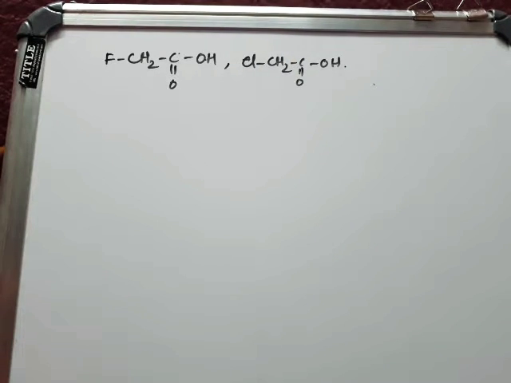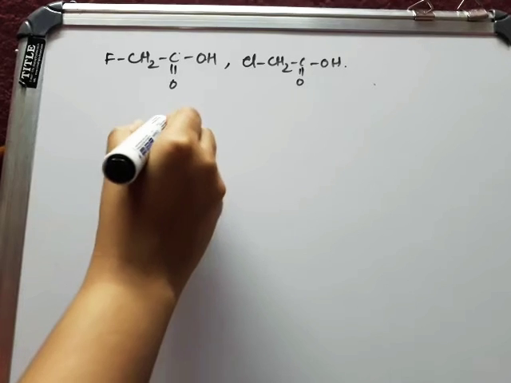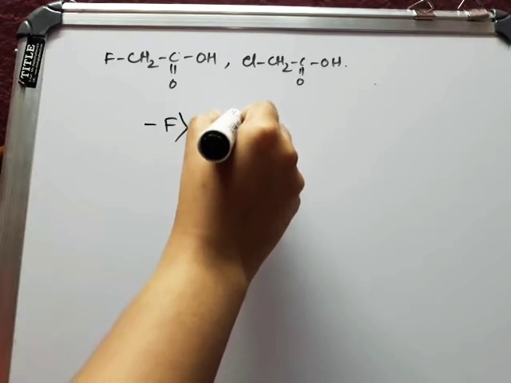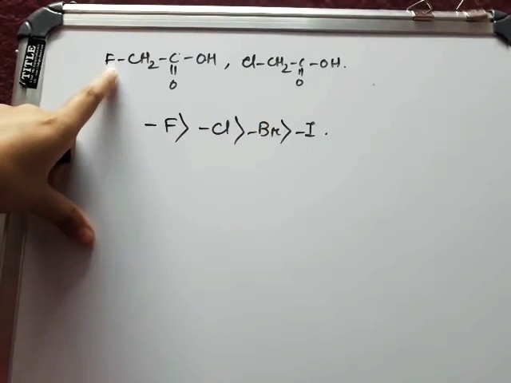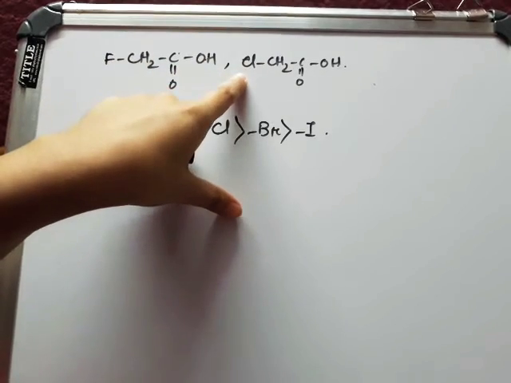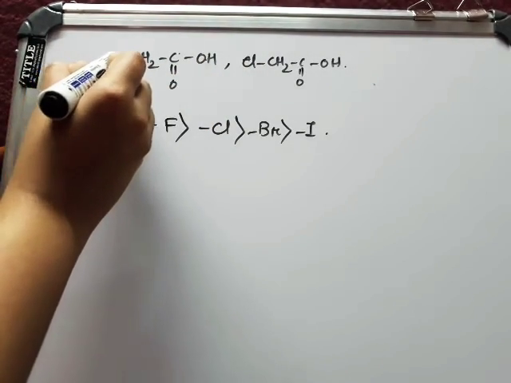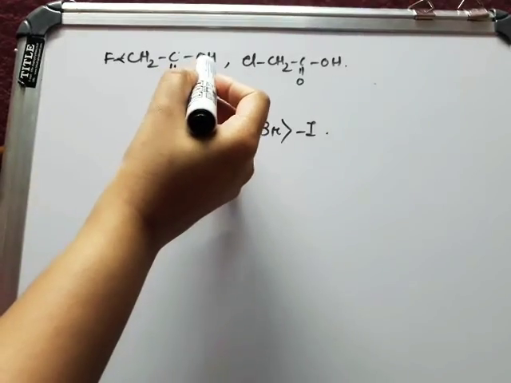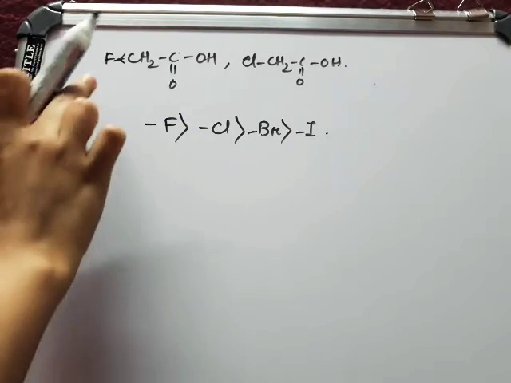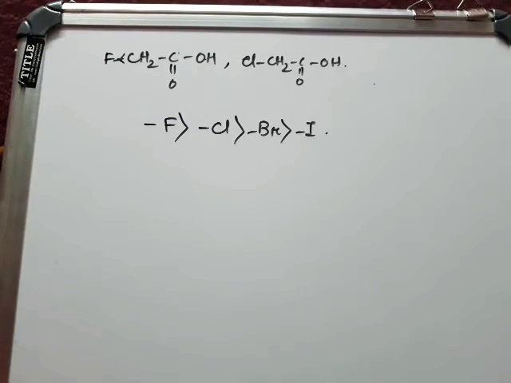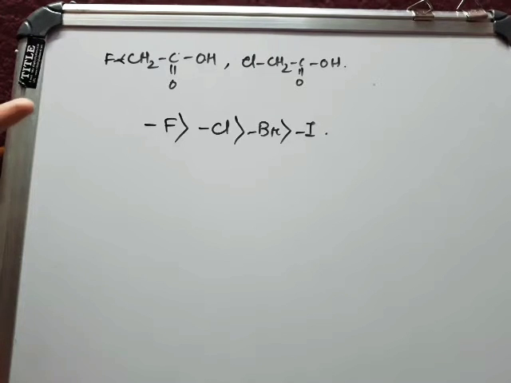So the minus I effect of the halogens follows the following order: fluorine, chlorine, bromine and iodine, right? So that means the electron withdrawing effect of fluorine is greater than that of chlorine, so it will attract the electron pairs more towards itself, facilitating the formation of H plus ion better in this compound. So fluoroacetic acid is most acidic among the acetic acid derivatives of halogens. Okay, and iodoacetic acid is least acidic in nature.